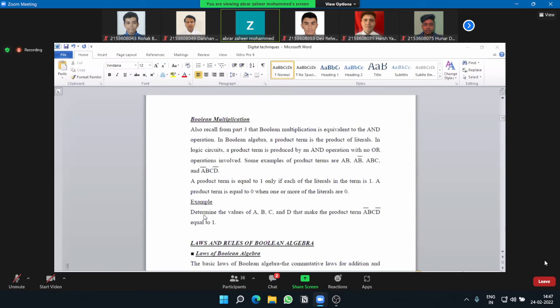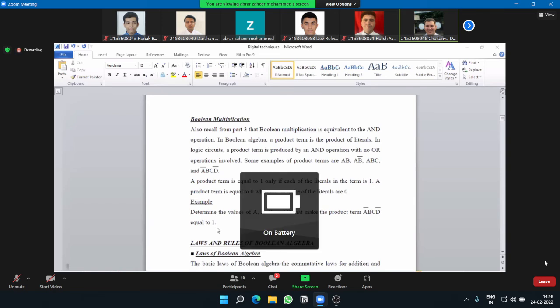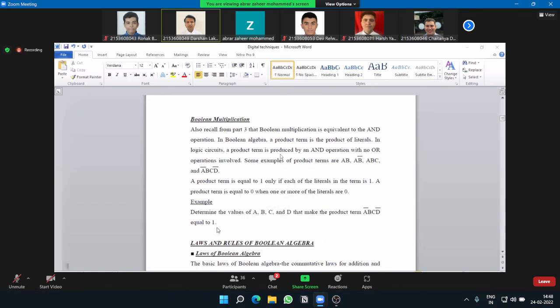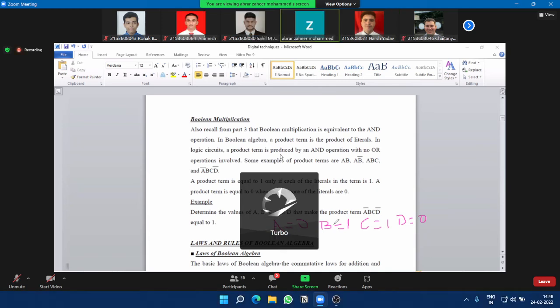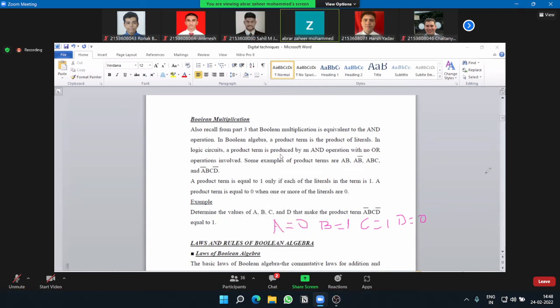Here we have to determine the values of A, B, C, D that make the product term equal to 1. What will be the values of A, B, C, D? A should be 0. No. B should be equal to 1. The answer will be 0. And D will be equal to 0.